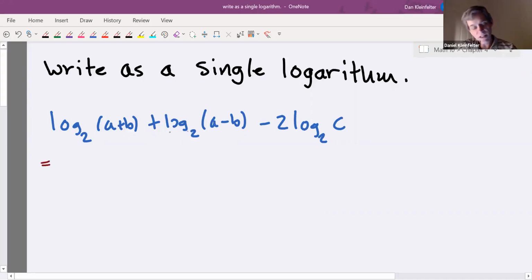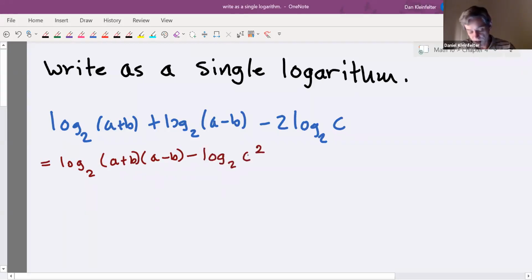So here we have a sum of two logarithms. We'll rewrite that as the single logarithm of a product. So that'll be the base 2 logarithm of a plus b, a minus b. And then in the back, I can tell like this 2 exponent, I'm going to want to bring that inside. So we'll call that base 2 logarithm of c squared. Okay, so here we use two properties in that first step. I use the product rule first and the power rule second.